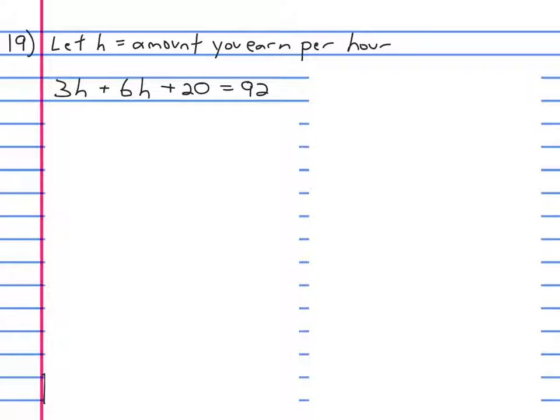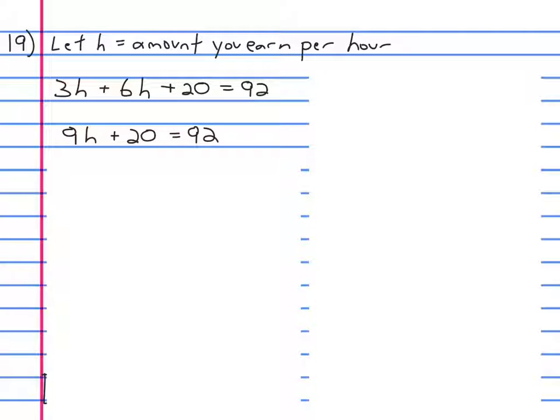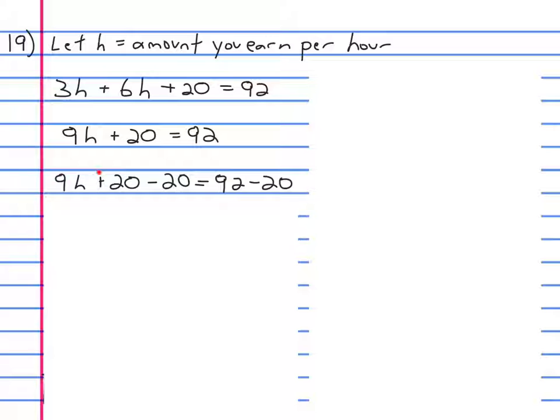What do we do first? We combine like terms. These are both H terms, variable terms in H. So we combine those together and we get 9H, and everything else stays the same. Plus 20 equals 92. And now we're undoing the equation to isolate the variable, and we have to do inverse operations. First we do the inverse operation on plus 20. What's the inverse operation of plus 20? Minus 20. So we write 9H plus 20 minus 20 equals, and if we subtract it from one side, we subtract it from the other.